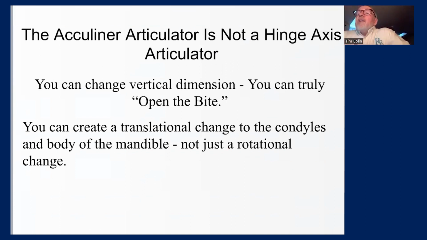The Aculiner articulator is not a hinge axis articulator. You can change the vertical dimension. You can truly open the bite. The ability for the Aculiner to move in a vertical manner, as well as a rotational component, and advancing the mandible have some great implications. You can create a translational change to the condyles in the body of the mandible, not just a rotational change.